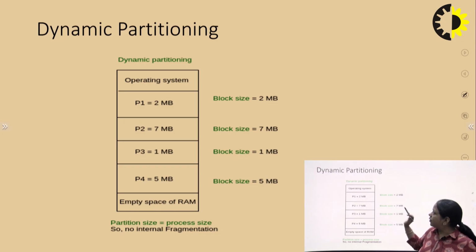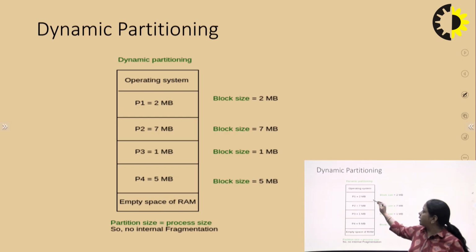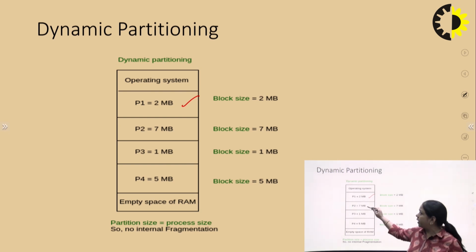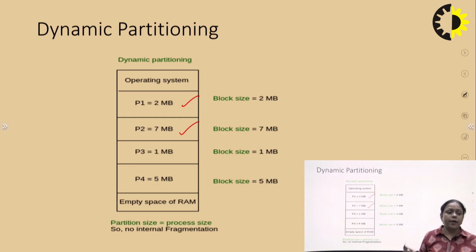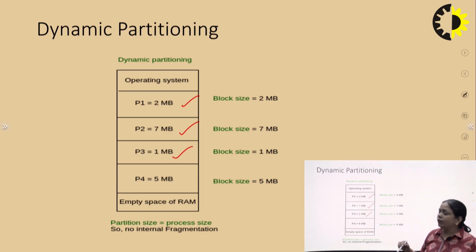Firstly, we will not divide the memory into fixed size partitions. For example, P1 wants to come into the memory, then it will take 2 MB here and be stored in the memory. Next, P2 will come and its size is 7 MB, so it will be accommodated in the next level of the memory. Then P3 will come and 1 MB will be allocated to P3, and next P4 will come and 5 MB will be allocated to the process.